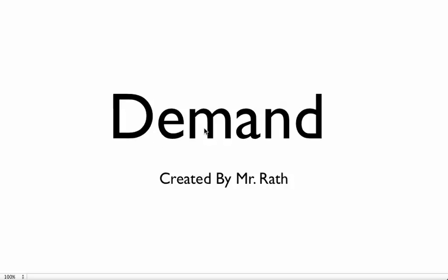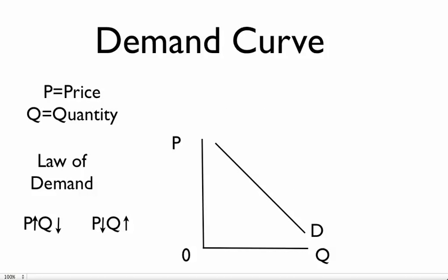All right, crazies, let's talk about demand. We'll start off with the demand curve. Looking at the demand curve, you draw a line going down here and then over here. You've got P, 0, and Q. Remember, P equals price, Q equals quantity. Then you have the demand curve sloping down and to the right, and that's why it's labeled D.